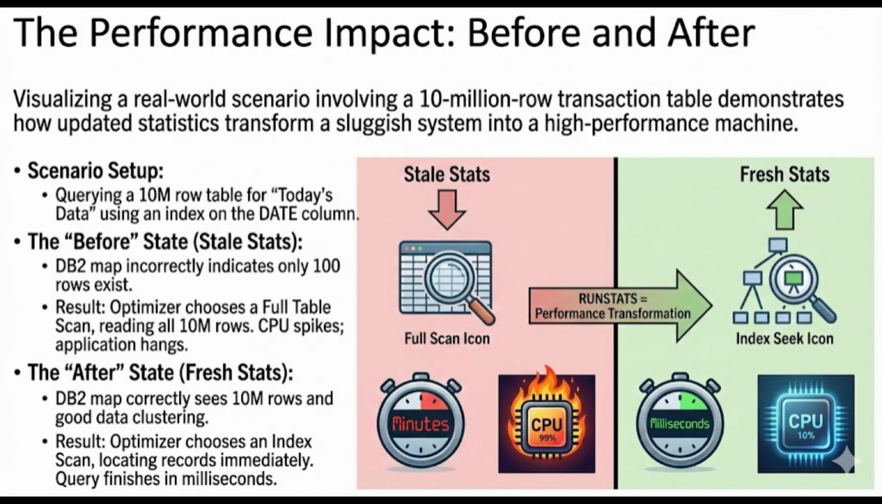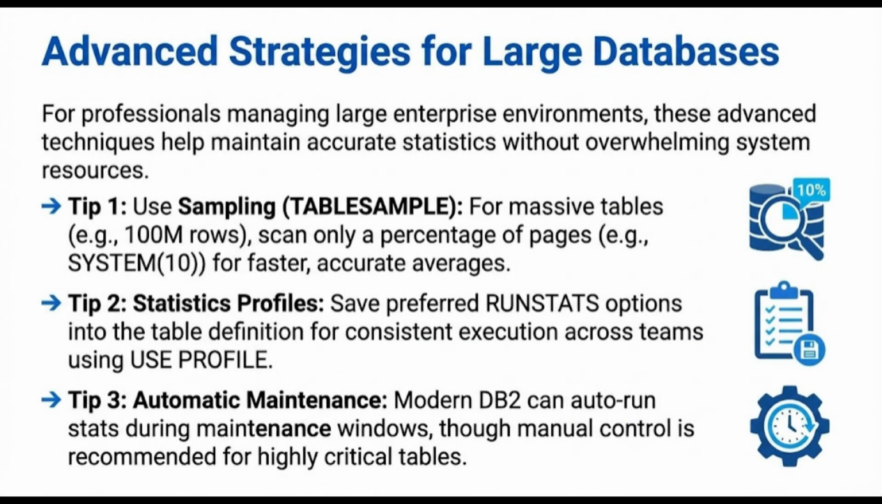Scenario B, the after state. You run stats on transactions and indexes all. Now DB2 looks at the map. The map says there are 10 million rows and the data is clustered nicely by date. The result? DB2 uses an index scan. It goes straight to today's records. The query finishes in milliseconds instead of minutes. That is the power of RunStats. It transforms a sluggish system into a high-performance machine.